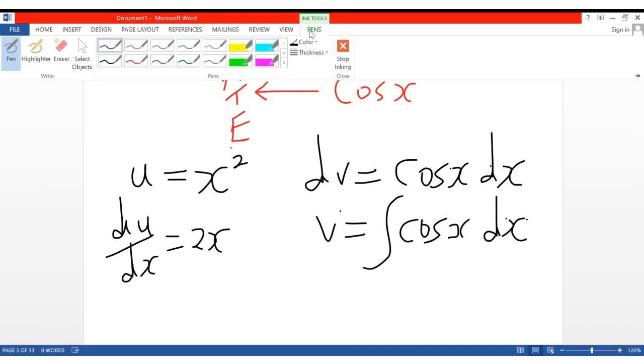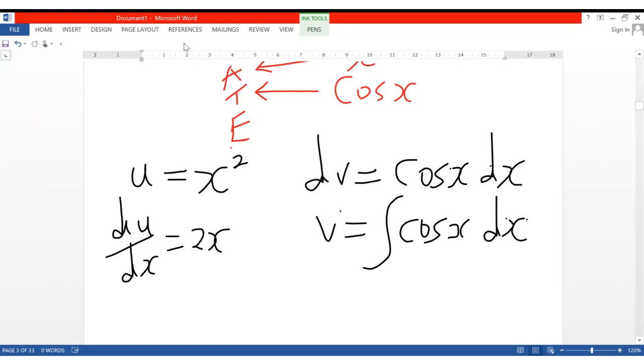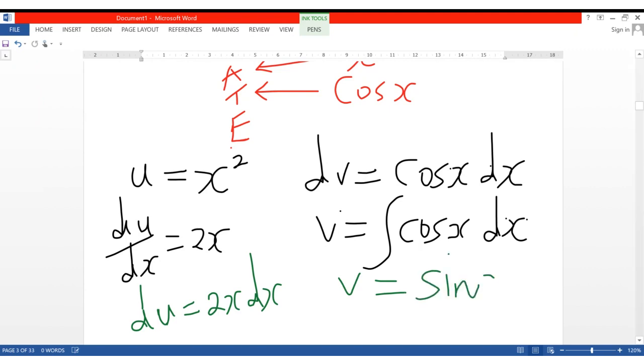So I need du. Du will be given by what here? Here du will be given by, if I cross multiply dx. Now here v, when you integrate cos x, go back to the table. Have you checked cos x? When you integrate, you'll get what? Sin x. You'll get sin x.